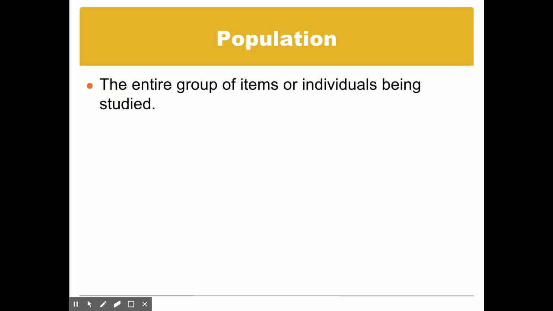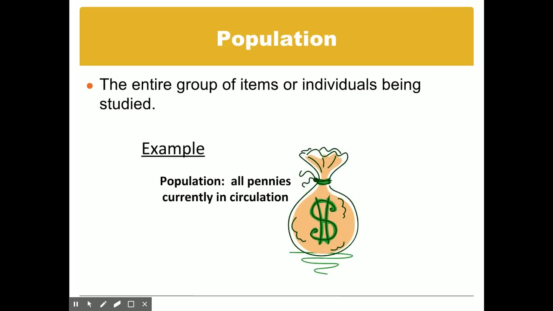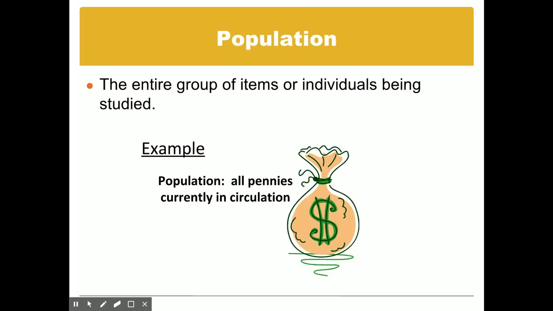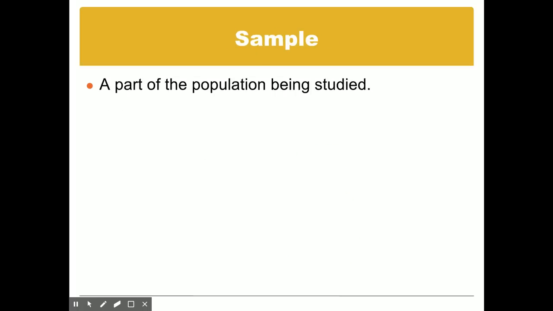So first, the population is an entire group of items or individuals that are being studied. So as an example, you could talk about pennies. And if we were going to talk about the population of pennies, that means all pennies that exist in the whole world, or are currently in circulation. That would be a population. It's very large. Whereas we've got a sample, which is a part of a population that is being studied.